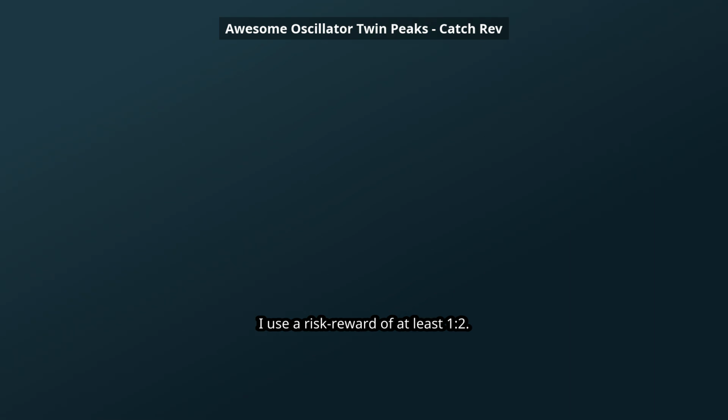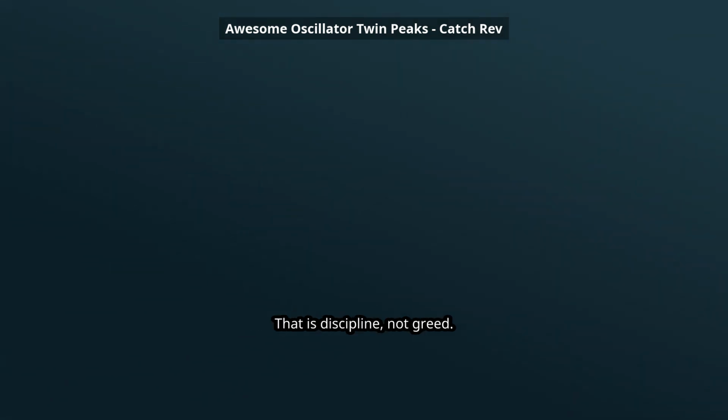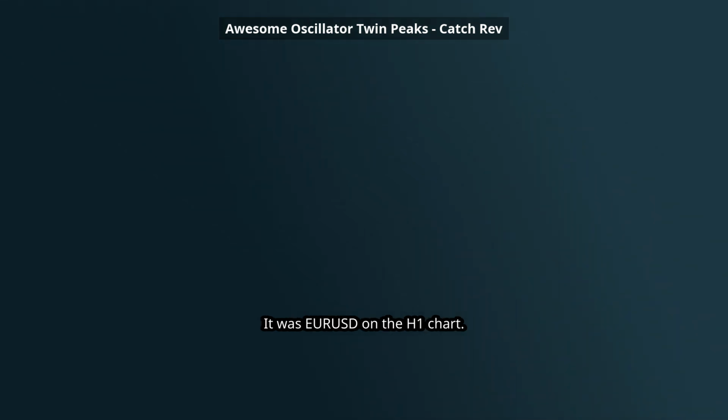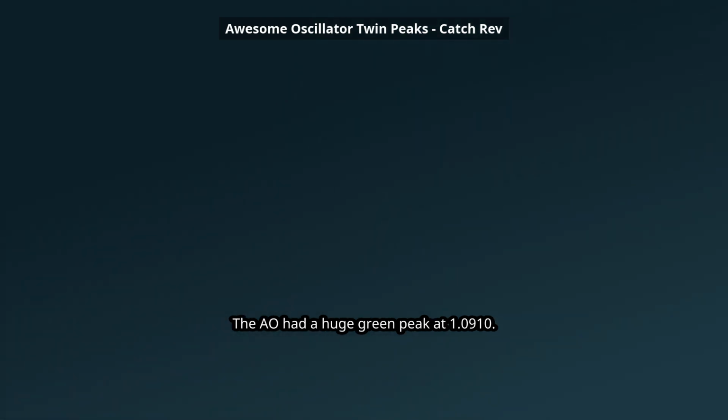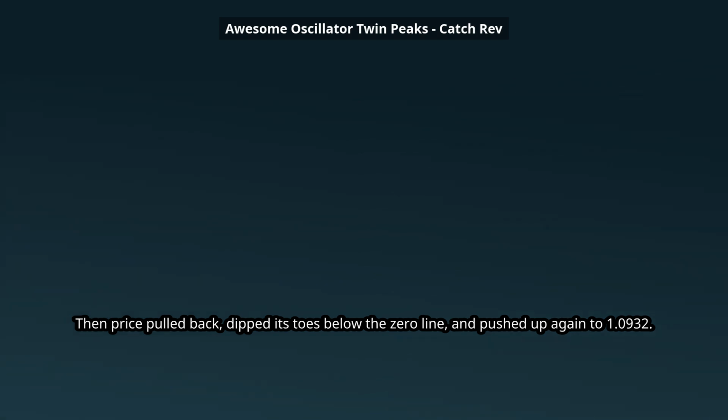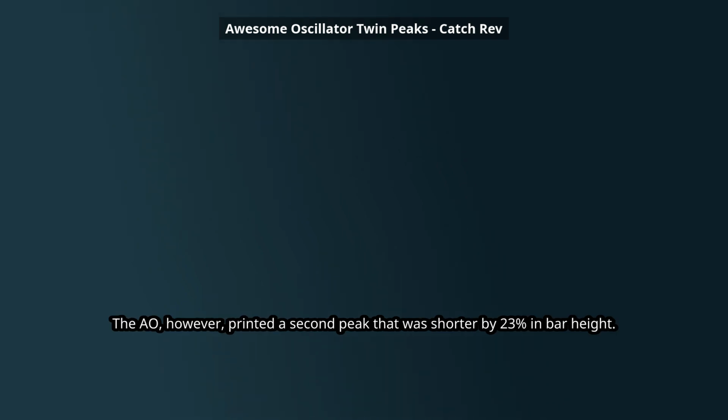The date was Thursday. Price had been climbing for 3 days, from 1.0850 to 1.0930. The AO had a huge green peak at 1.0910. Then price pulled back, dipped its toes below the zero line, and pushed up again to 1.0932, a new high. The AO, however, printed a second peak that was shorter by 23% in bar height. That is the Twin Peaks divergence.